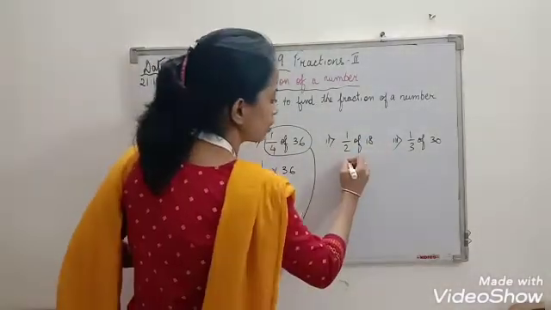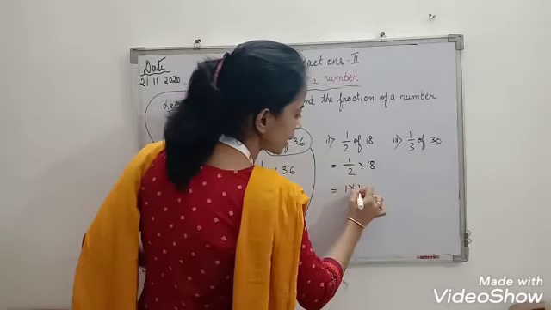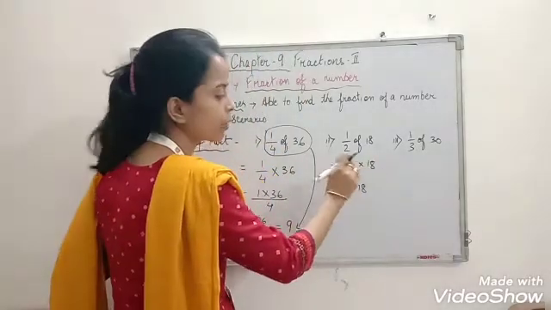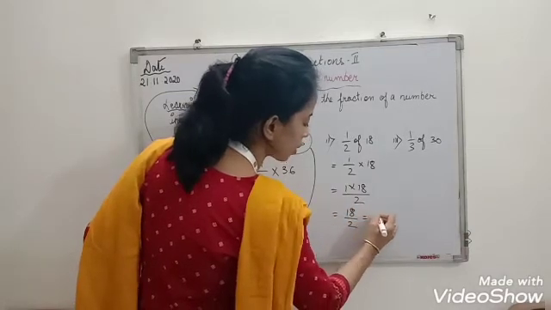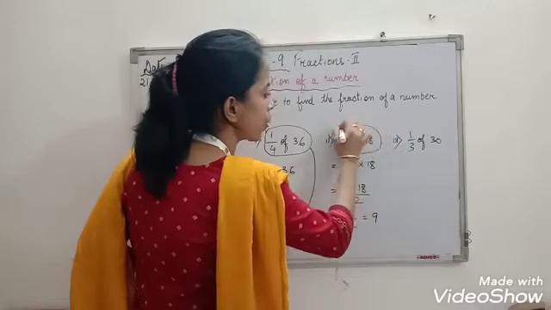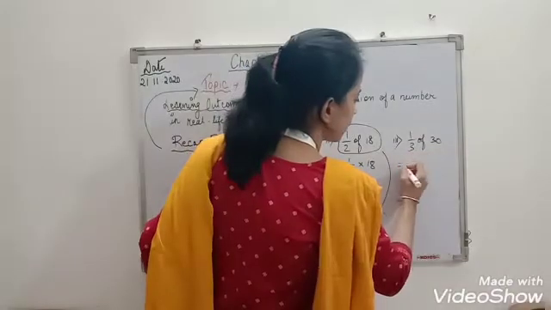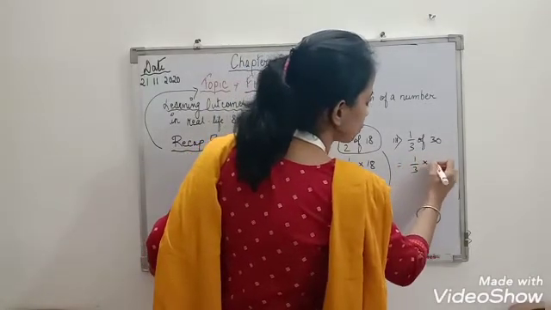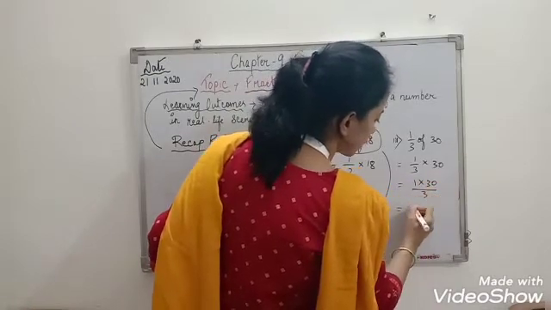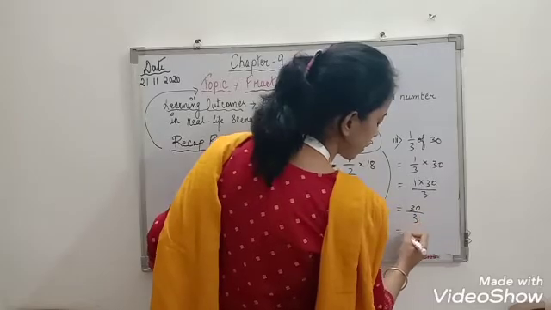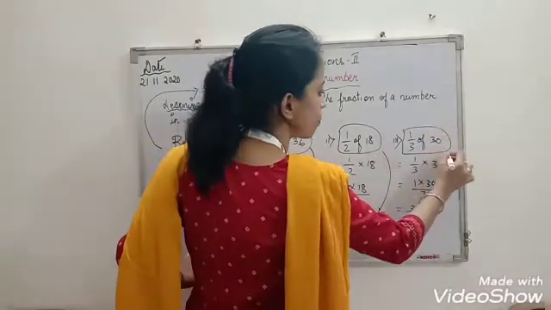Half of 80. 1 by 2 into 80. 1 into 80, we have to divide by 2. 80 by 2 comes how much? 40. So half of 80 is 40. Next, 1/3 of 30. 1 by 3 into 30. 1 into 30 by 3. 30 by 3 comes how much? 10. So 1/3 of 30 is 10.